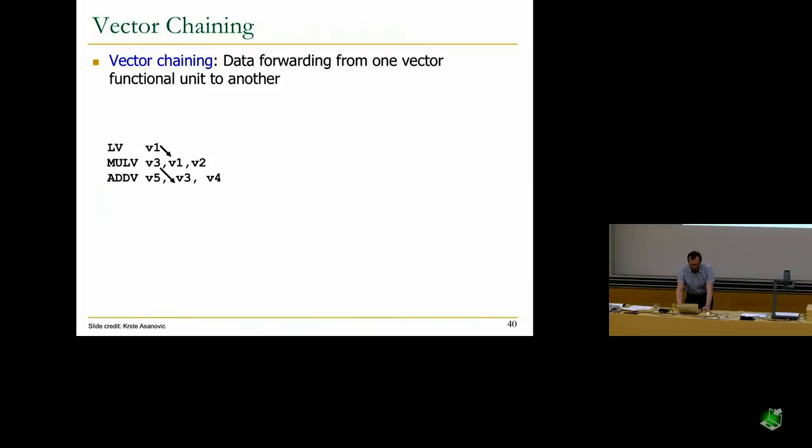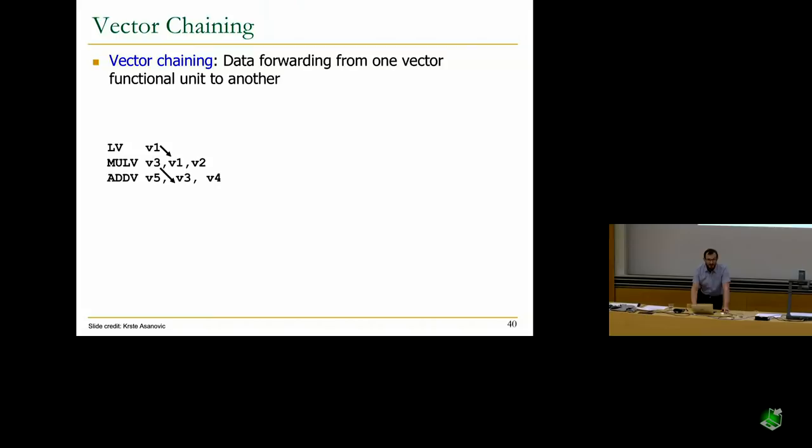So one way of doing better is very simple. The idea of data forwarding, we've seen it in pipelines. We're going to essentially do the same thing in a vector machine. And the idea is very simple. You forward the data from one vector functional unit to another directly, as opposed to waiting for all of the data elements for a vector to be ready in a vector register. Very simple and powerful idea.